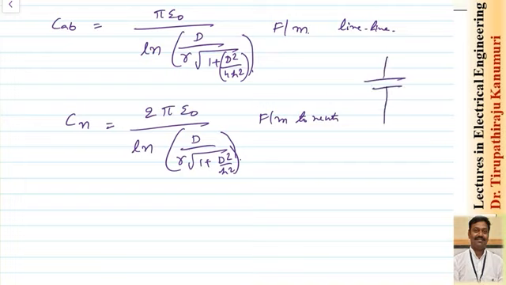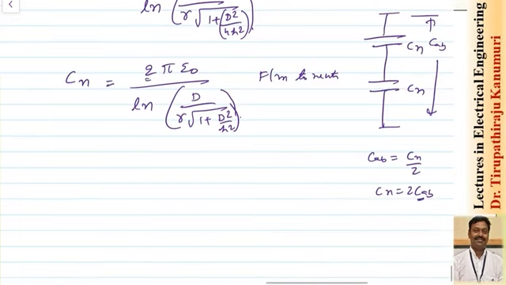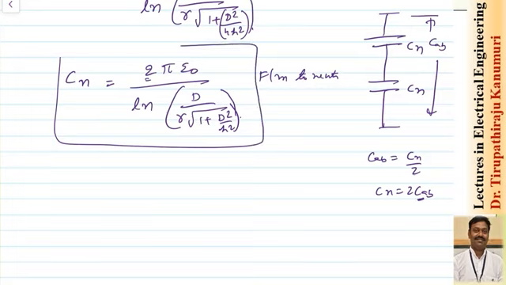So let me try to draw this. It is like this. So this is Cn and this is Cn. So total value will be equal to CAB. So if you are taking Cn as same, CAB is equal to Cn divided by 2, or otherwise we can tell Cn is equal to 2 times of CAB. That's why I have multiplied with 2. Please don't confuse here. So now this is my final equation. The effect of earth is considered here.